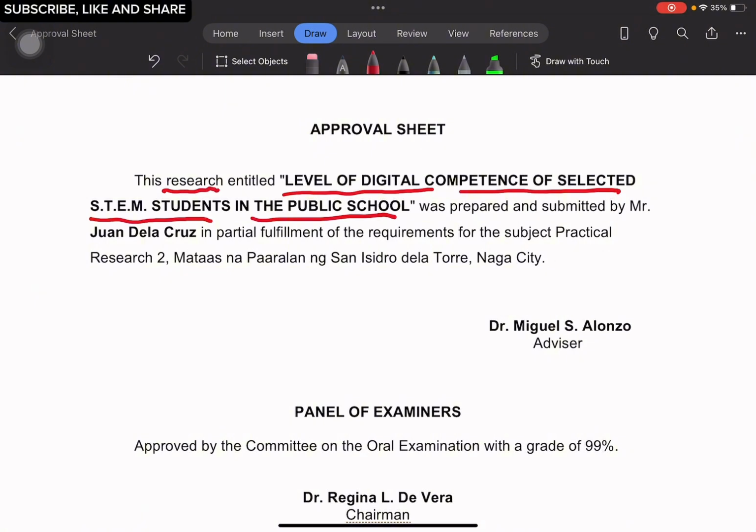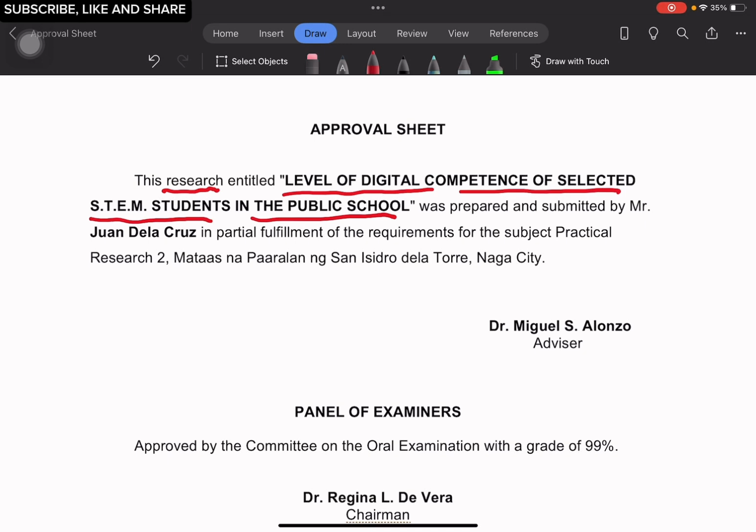If, again, this study is conducted in the senior high school, then the term that is used is research or thesis, depending on the instruction of your research advisor. So the title is Level of Digital Competence of Selected STEM Students in the Public School. This is a fictitious title for the sake of our discussion of this particular approval sheet. And again, for the constants, you just need to copy in toto that particular part where I mentioned that they should be constant.